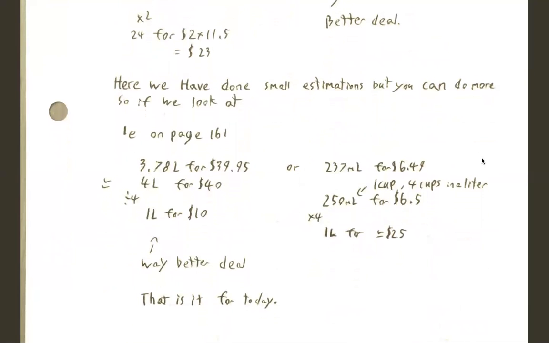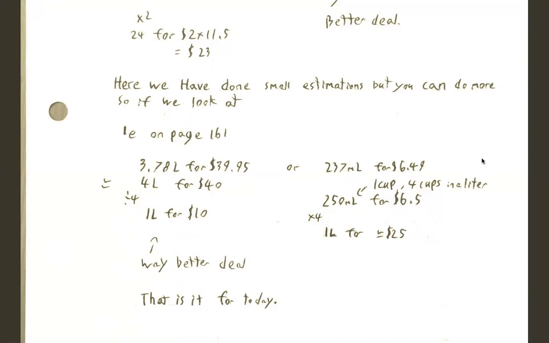I got one more example for you. That's maybe a bit more aggressive estimation. So this is one of the problems I'm going to have you do, which is problem 1E on page 161 in your workbook. I just wanted to kind of show you how I would do it, and then you can do it a different way. So we got two different prices.